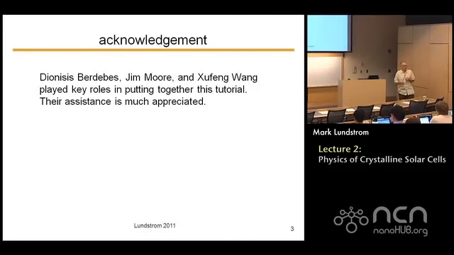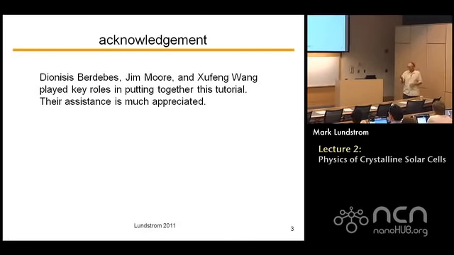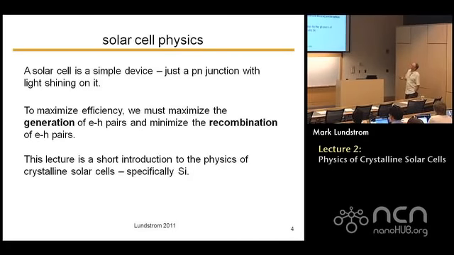Again, I want to thank my students who worked really hard trying to get this lecture together over the last couple of days. So remember how simple this device is. It's just a p-n junction with sunlight shining on it. And to maximize efficiency, it's really very simple. We want to generate as many electron-hole pairs as we can. And we want to make sure that as few as possible of them recombine before we get them out to contacts and collect them.